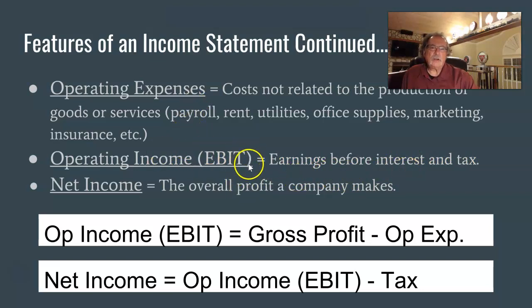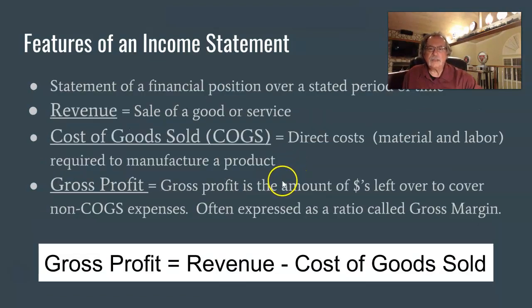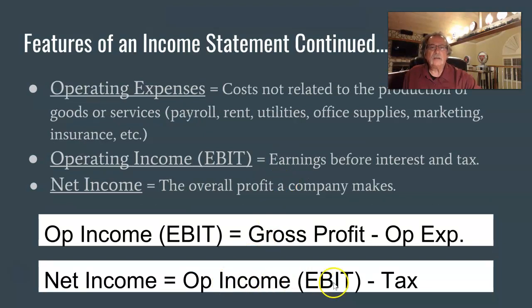Sometimes they throw in EBITDA, put a D on there, earnings before interest, taxes, and depreciation. We haven't talked about depreciation. I'll cover that later on in the quarter. And we have net income, which is operating income minus taxes. And this EBIT, if you have depreciation, it would be included in here as well.